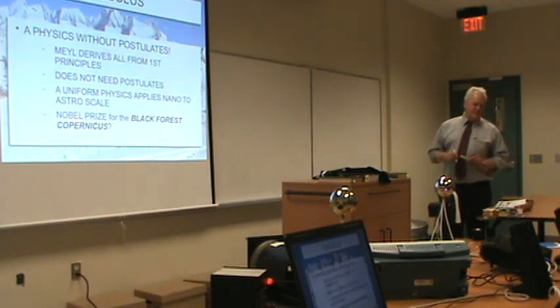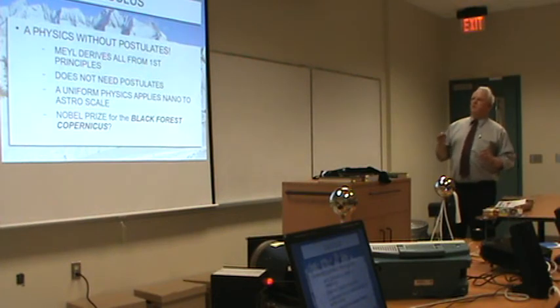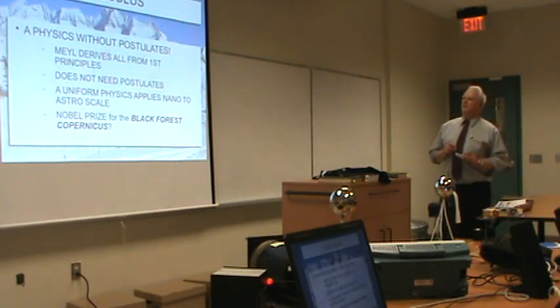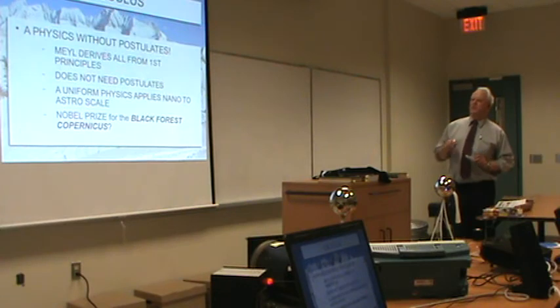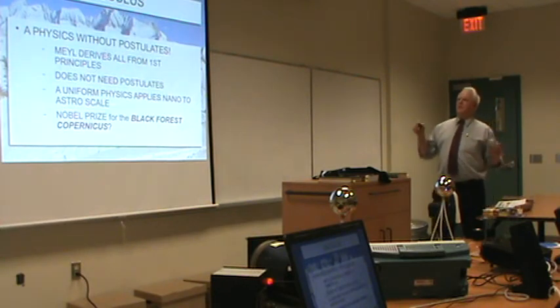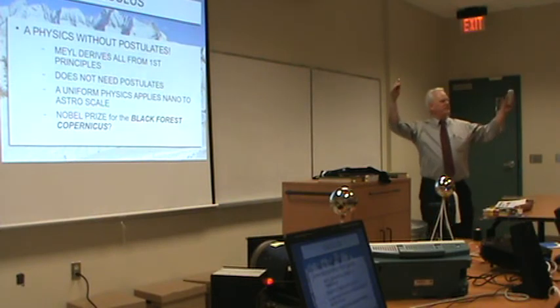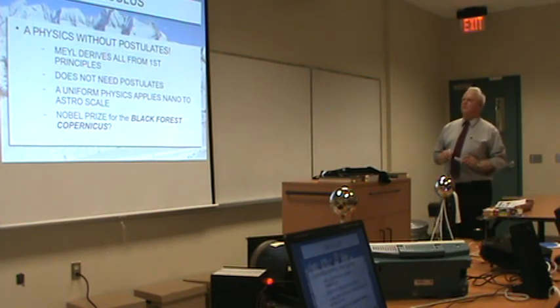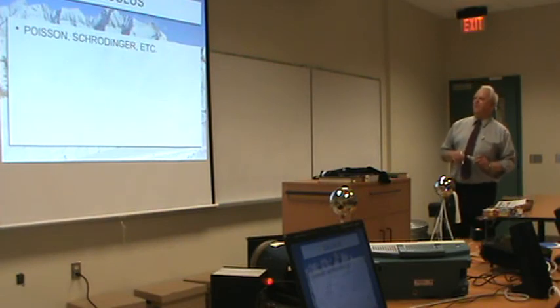This stupendous piece of work by Constantine Mile is really a physics without postulates. He derives everything from first principles. He hates postulates and has worked until he didn't need them anymore. And it's a uniform physics that applies to all scales. Today astrophysics is very different, has no connection to nanophysics. So it's certainly worth reading. And he goes on to Poisson and Schrodinger equations as part of his derivation.